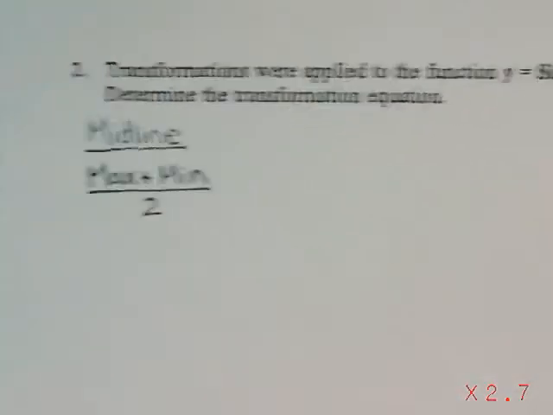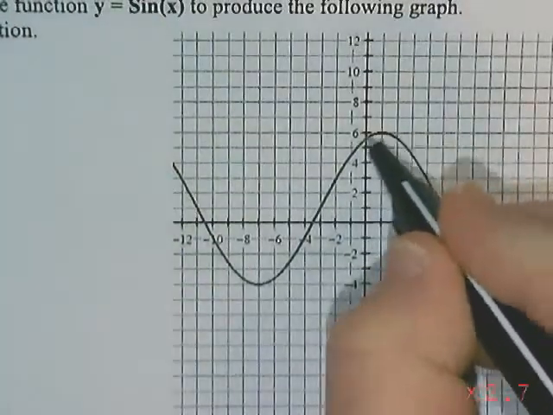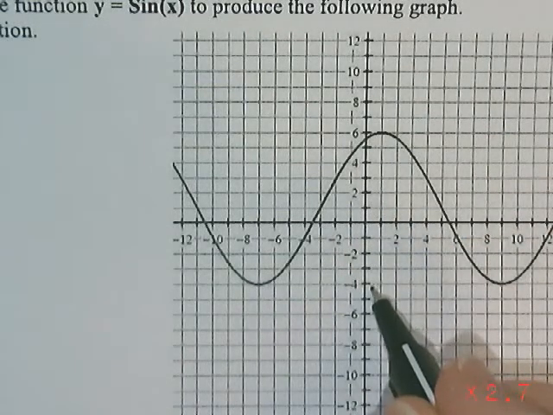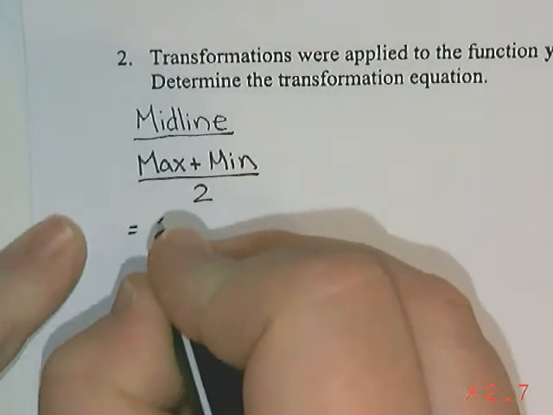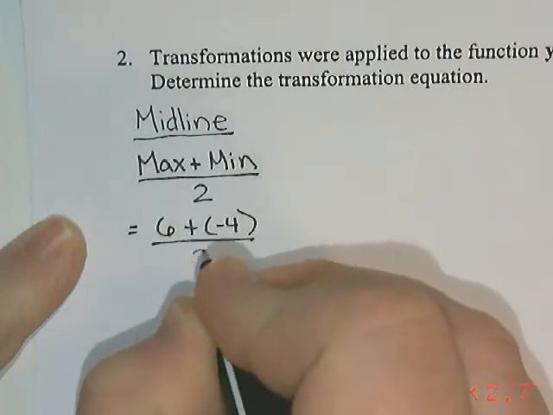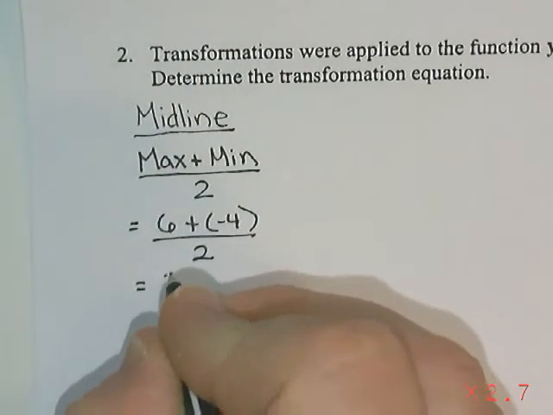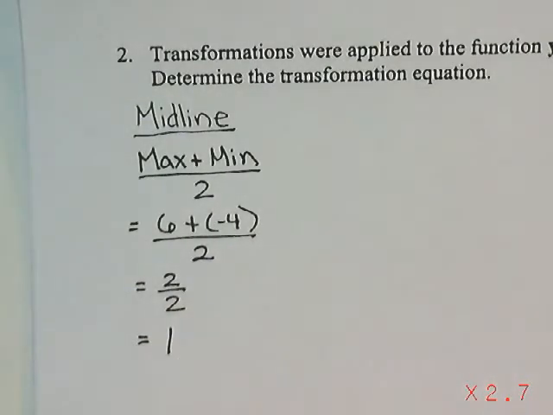The maximum of this graph, we're talking about the y value. The maximum y value is 6. The minimum y value is -4. So I'm going to do 6 plus -4 divided by 2. Now 6 plus -4 is 2, and 2 divided by 2 is 1. So the midline of my function should be at 1.